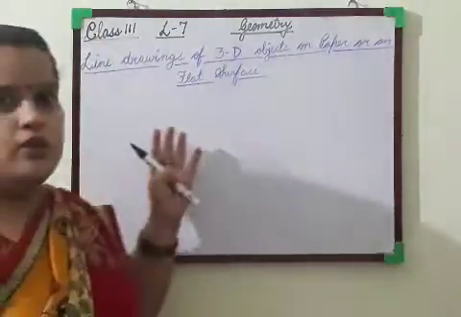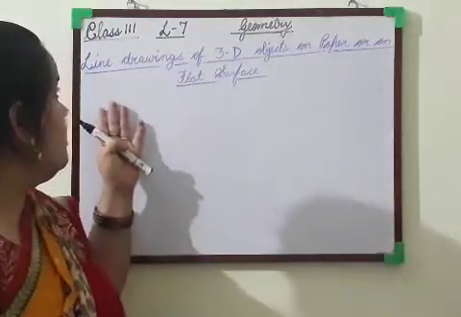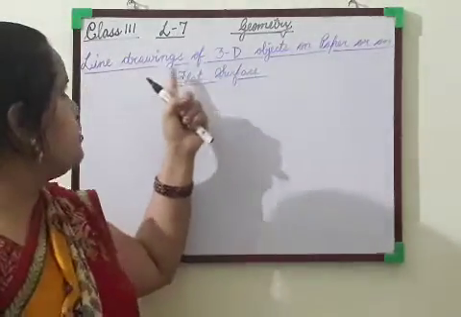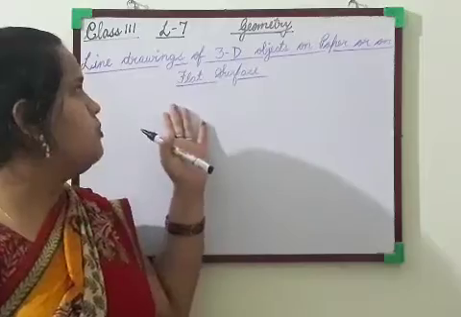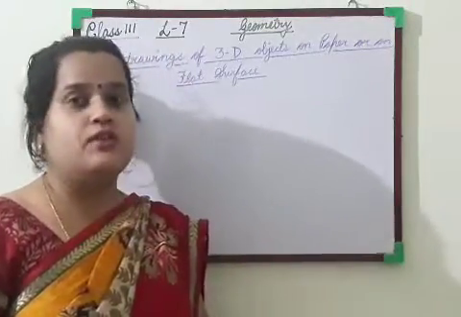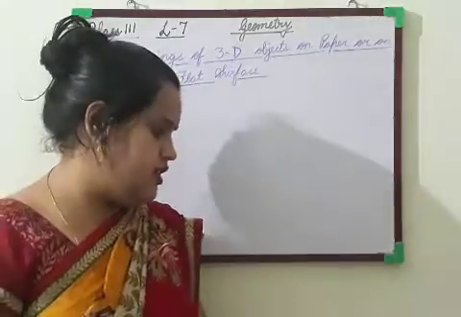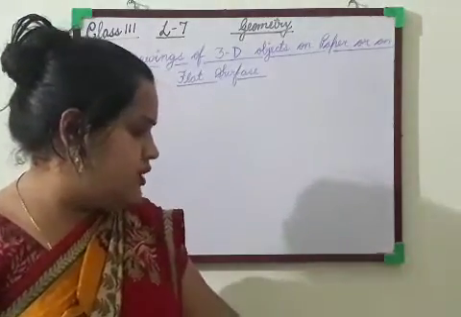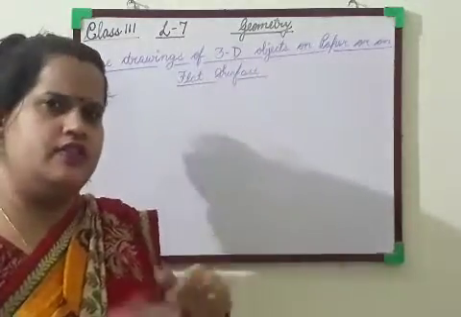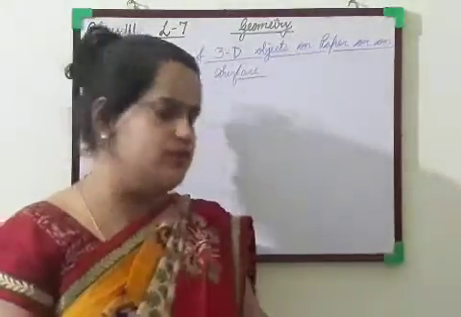Now students, today I am here with the new topic of the same chapter, geometry. The topic is line drawings of 3D objects on paper or on a flat surface. Okay. Now what is the meaning, what we will study in this topic? See, two-dimensional figures are figures without any height. Firstly we will discuss not about 3D, firstly we will discuss about two-dimensional figures, that is 2D figures.